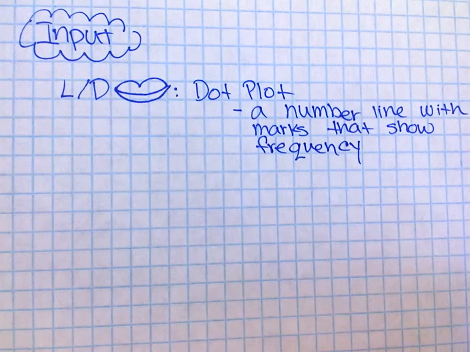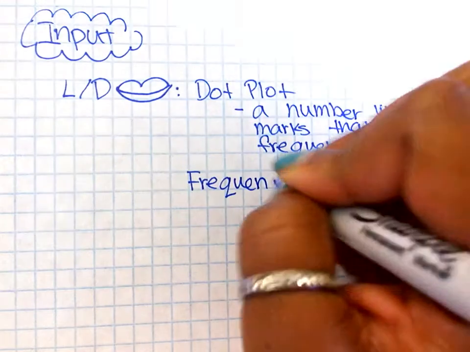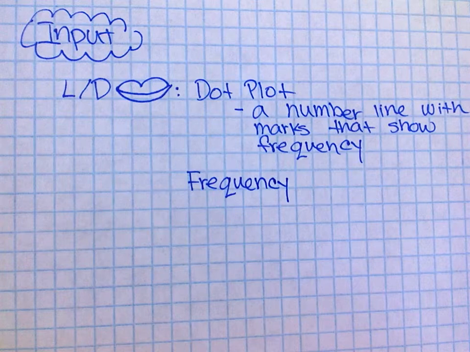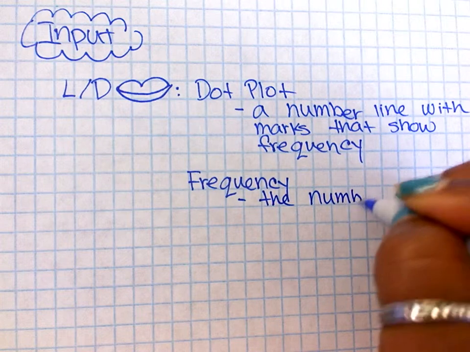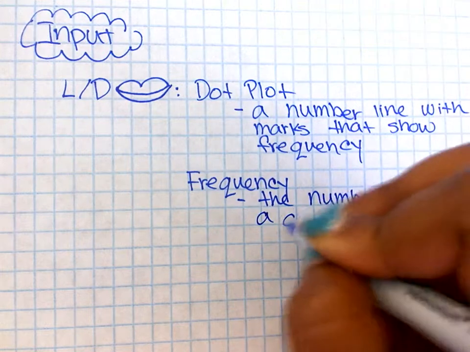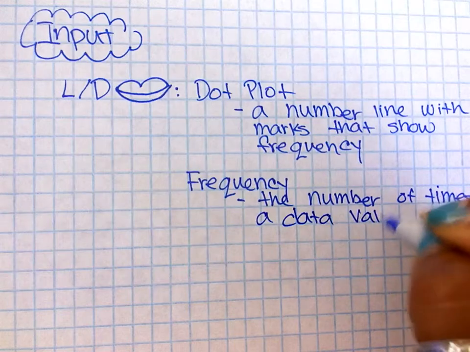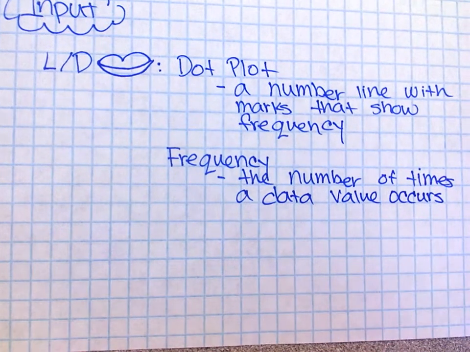Frequency, which is our next word, of course. Frequency. Sound it out. Here we go. Frequency, the number of times a data value occurs. So if you see 4 dots above the number 8, that data occurred 4 times. If you see 2 dots above the number 4, that data occurred 2 times. So frequency means how often things happen.